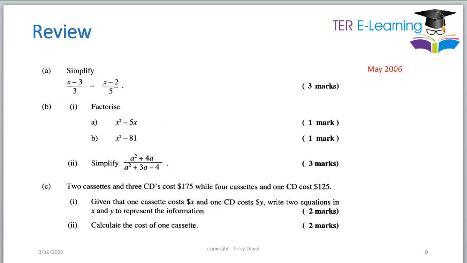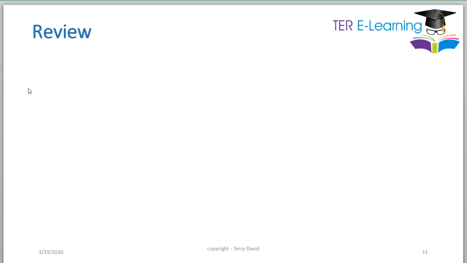Now, we have a next one here. I feel I need to put this on the next page, right? Let's see what's going on with this one. So they want us to simplify this expression. Now, if you notice, the top part you can factorize, and the bottom part is a quadratic. So chances are we could factorize that as well. All right? So let's work on this.